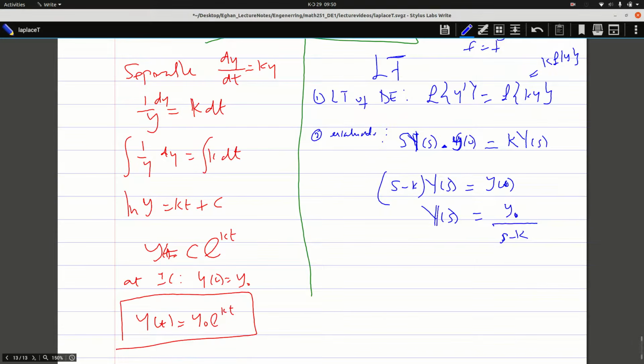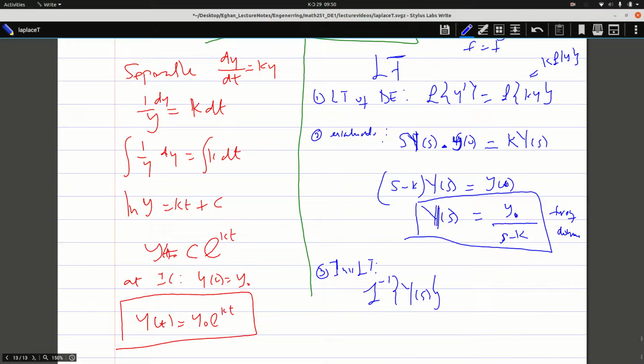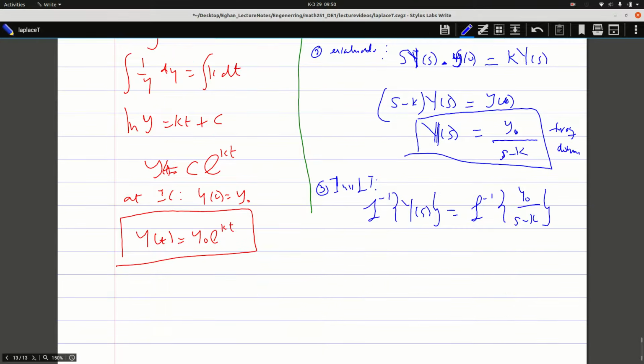This is the frequency domain, and so this is not the solution. This is in the frequency domain. We must get a solution back in time. So what do we do? We take the inverse Laplace transform of the problem. It means that the inverse of the big Y of s is equated to the inverse of y naught over s minus k. This inverse simply gives me back in time, and I can have y naught, which is a constant, out. I'm taking the Laplace inverse of 1 over s minus k.